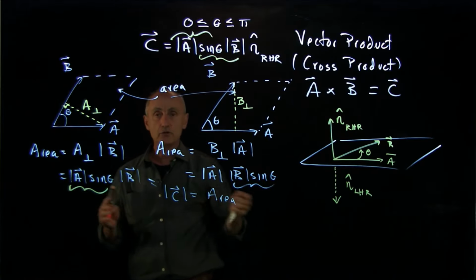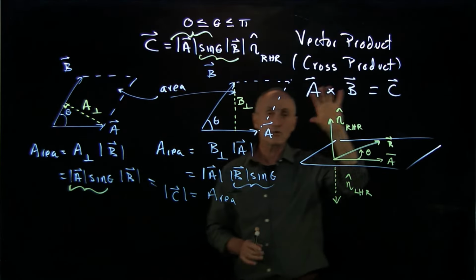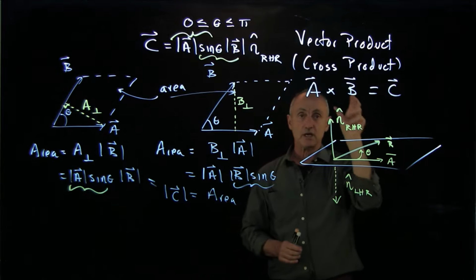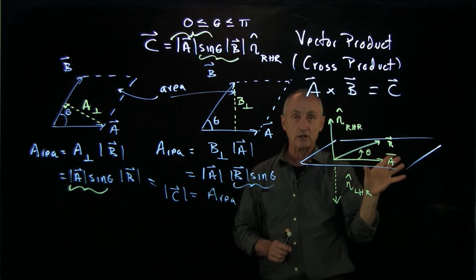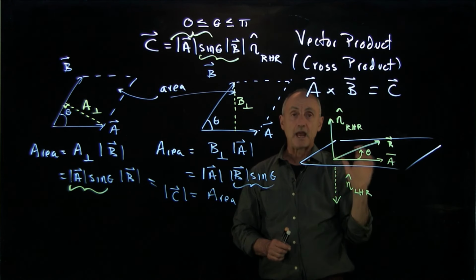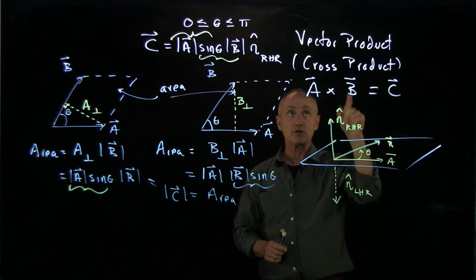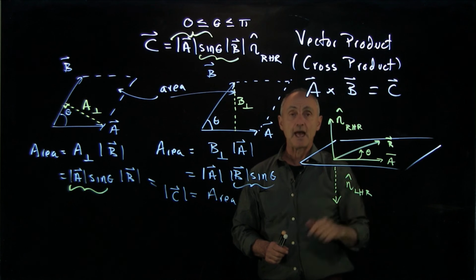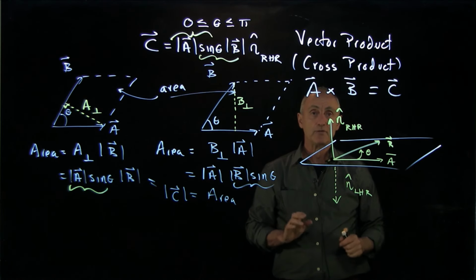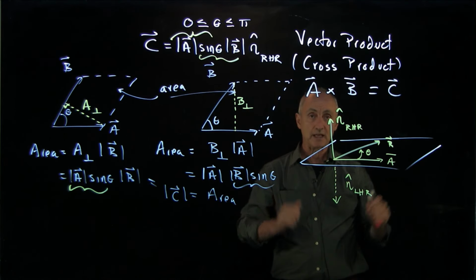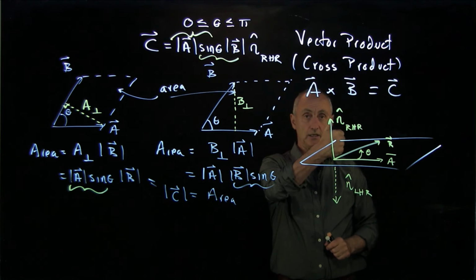So in either choice, our vector operation says take any two vectors. Any two vectors form a parallelogram. The area of that parallelogram is the magnitude of the vector product, and the direction of this new vector C is given by the right-hand rule with respect to that parallelogram in that sense.